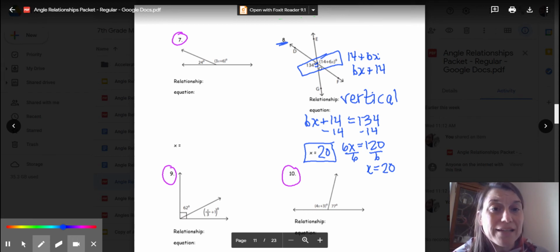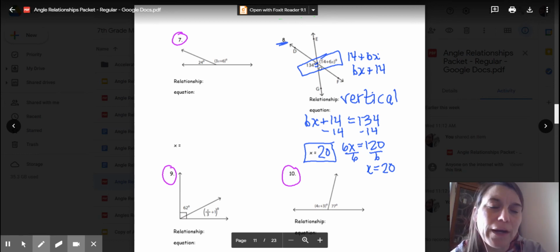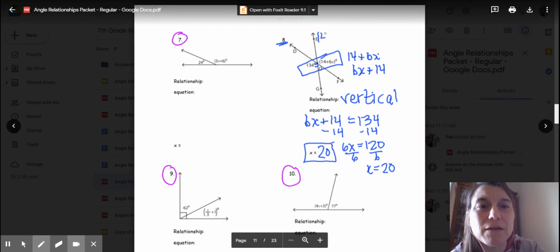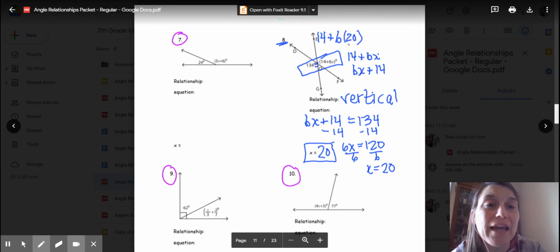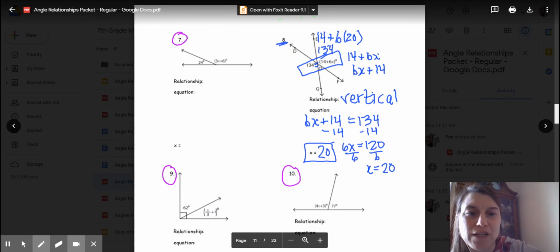Now, that tells me what x equals. This angle here, I'm going to substitute in the right way, should be 14 plus 6 times x. Well, x is 20, so it's 14 plus 6 times 20. And when I do 14 plus 6 times 20, you would multiply first because of the order of operations. So 6 times 20 is 120, plus 14 is 134. Well, that's good because it's supposed to be the same measurement as the other angle, and it is. So that means I have the right answer. So we're going to look at number 9, and then you can do 7 and 10 on your own.